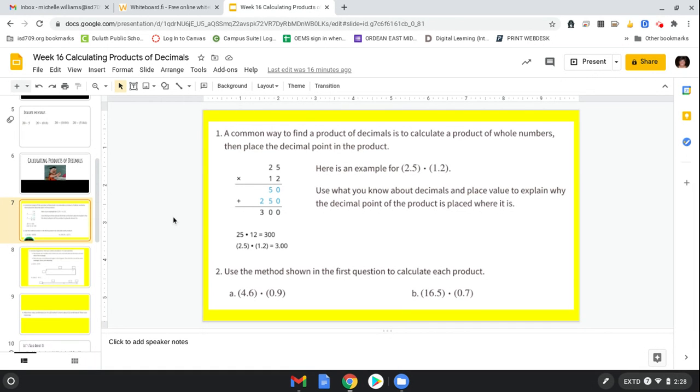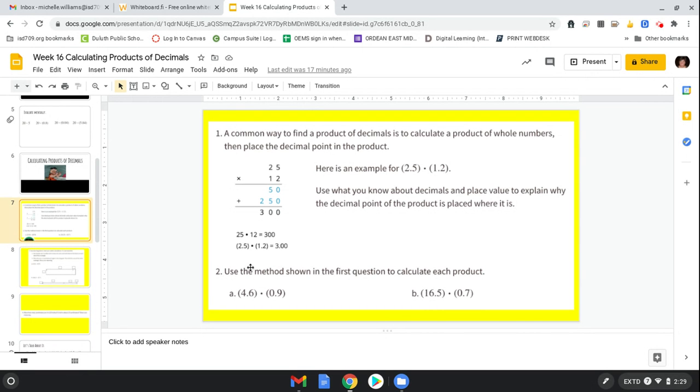A common way to find a product of decimals is to calculate a product of whole numbers and then replace the decimal point. So if the problem is 2 and 5/10 times 1 and 2/10, we can calculate that as 25 times 12. 2 times 5 is 10, carry the 1. 2 times 2 is 4, plus 1 is 5. Hold your place. 1 times 5 is 5, and 1 times 2 is 2. We add it together, and we get that 25 times 12 is 300.